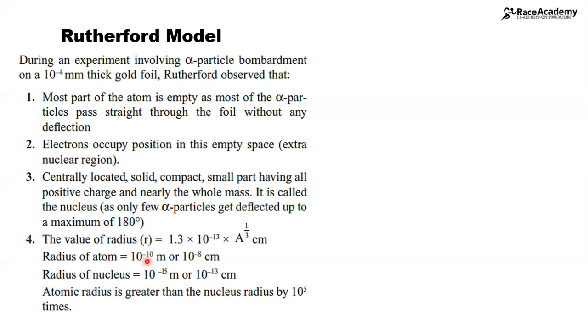The radius of the atom will be in this range, 10 power minus 10 meters to 10 power minus 8 centimeters. And the radius of the nucleus is 10 power minus 15 meters to 10 power minus 13 centimeters. You can convert meters into centimeters. The atomic radius is greater than the nucleus radius by 10 power 5 times. That means the atomic radius is bigger than the nuclear radius. So the nucleus is very small.